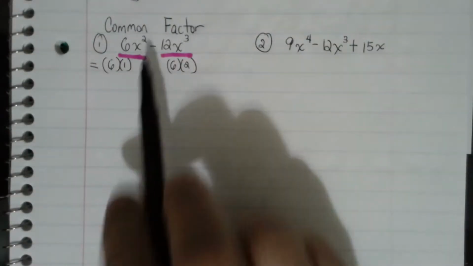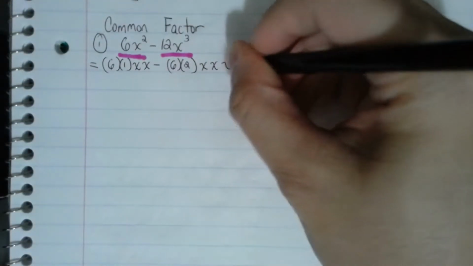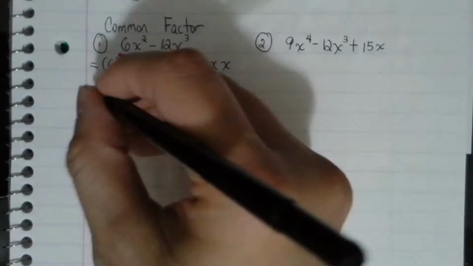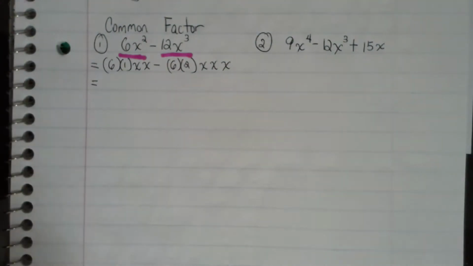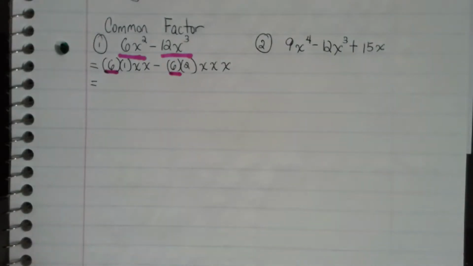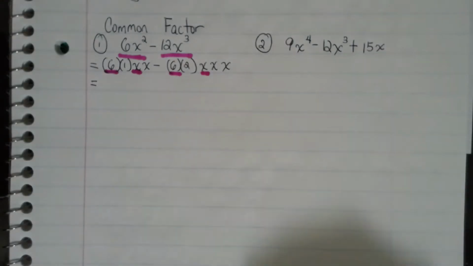Then we're going to break down x squared. X squared just means x times x. And x cubed just means x times x times x. Now that we have broken down this algebraic expression as much as we could, it is time to figure out what they have in common. And it should be very clear to see at this point that they have 6 in common. They also have an x in common and another x in common.